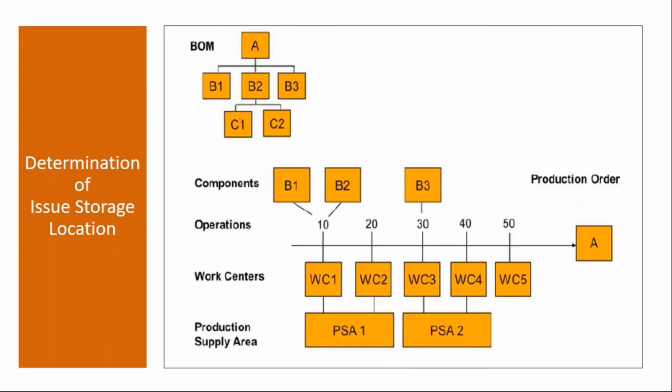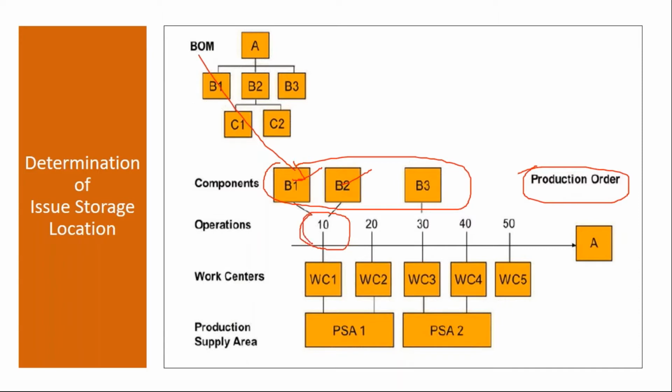When you create a production order, you have the components. BOM components are copied to the order, and normally these components are assigned to an operation. We discussed this during our BOM class. Components are assigned to the operations, and to this operation there will be a work center. And this work center will be assigned with a PSA.